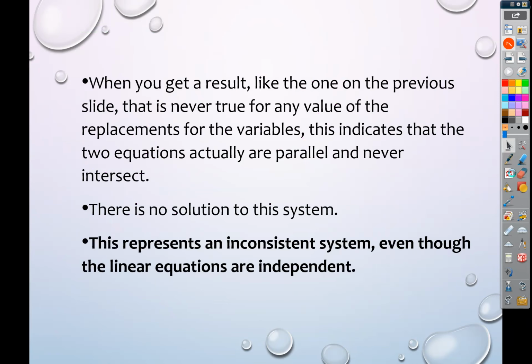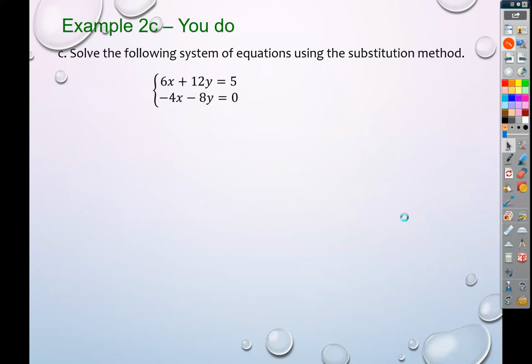So when you get a result like the one in the previous slide that is never true for any value of the replacements for the variables, this indicates that the two equations are actually parallel and never intersect. There is no solution to this system. This represents an inconsistent system even though the linear equations are independent. So remember that when you have parallel lines, you don't have a solution because the solution is where they meet. So if they never meet, you don't have a solution. So it's an inconsistent system.